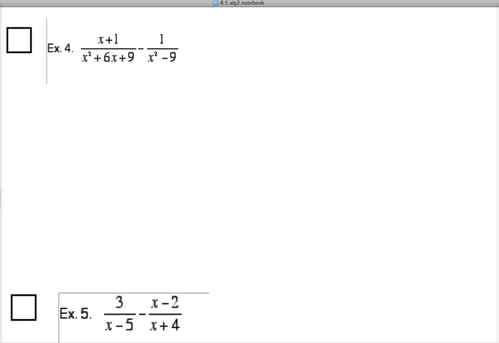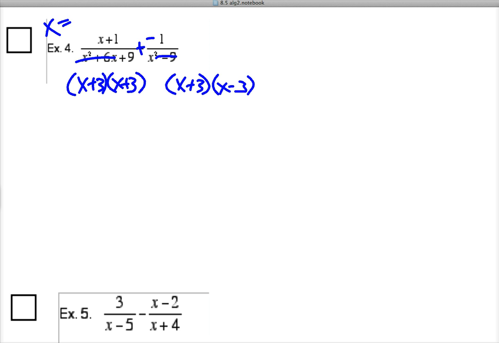So I'm going to change this into x plus 3, x plus 3. Factor on the right. That's x plus 3, x minus 3. There's a minus in the middle, so I'm going to make this plus negative. I'll get my restrictions right now. X can't be negative 3 because that would make either this or this 0. And then x can't be 3 either, because that would make that equal 0.